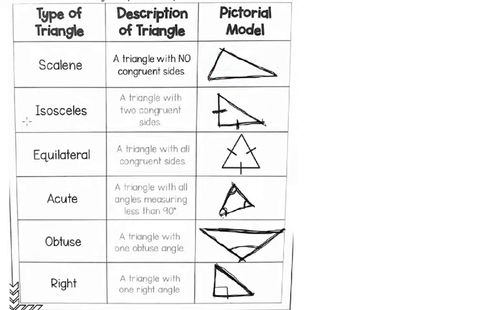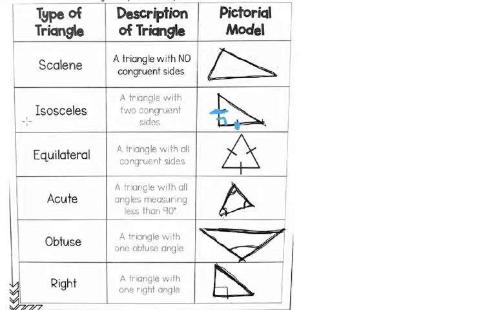The isosceles triangle has two congruent sides. So this side is congruent with this side. That's what those little lines mean there. They're the same. And you would also notice that here is a little right angle. I don't know if you saw that or not. So we have two sides that are congruent, they're equal in length, and they have a right angle.